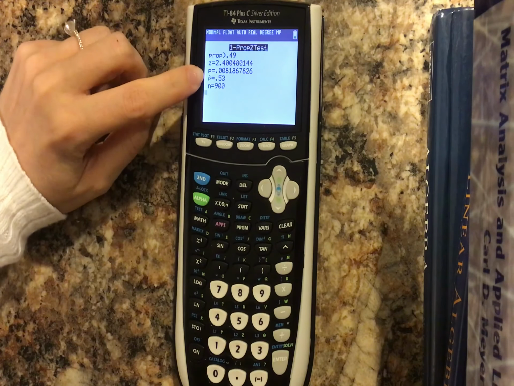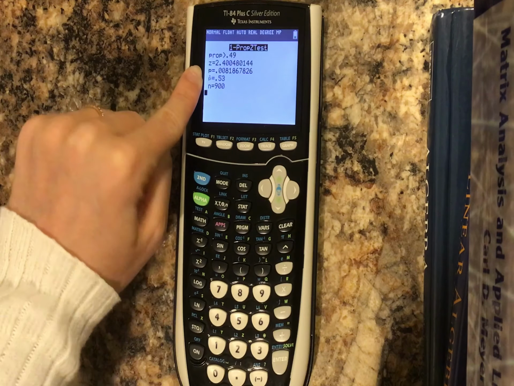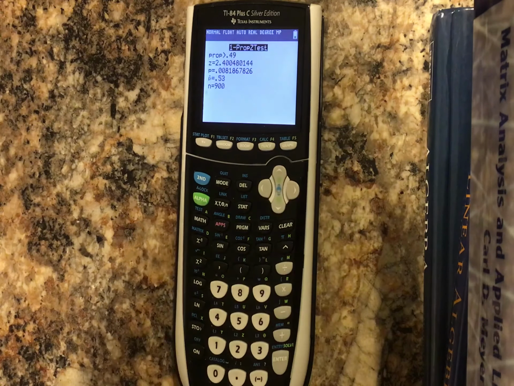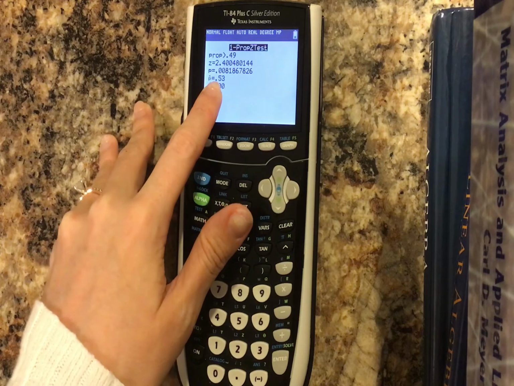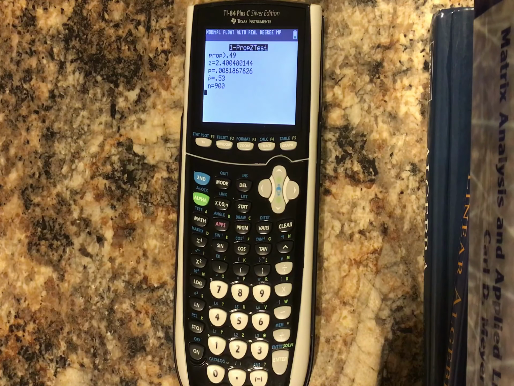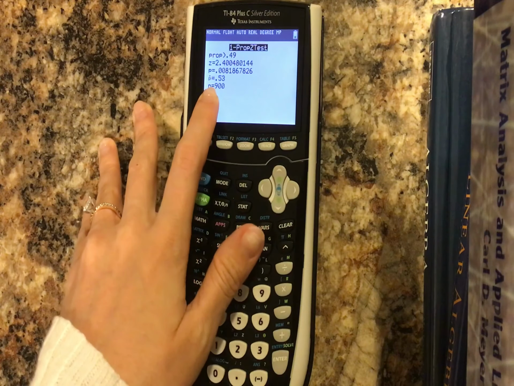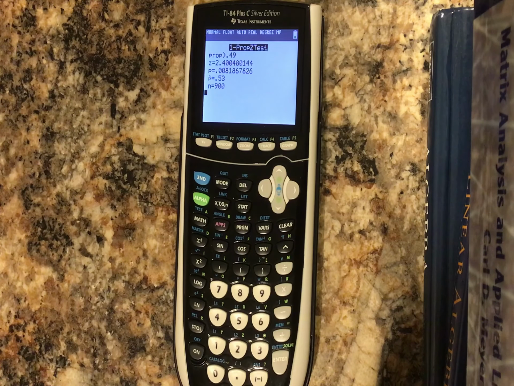Then we get this P value here. That is what we compare to alpha, our significance level, to see whether we're going to reject or fail to reject our null hypothesis. In this case, 0.008 is less than alpha, so we're going to reject our null hypothesis. And then finally, p hat is 0.53. That was our sample proportion. It matches what we had.